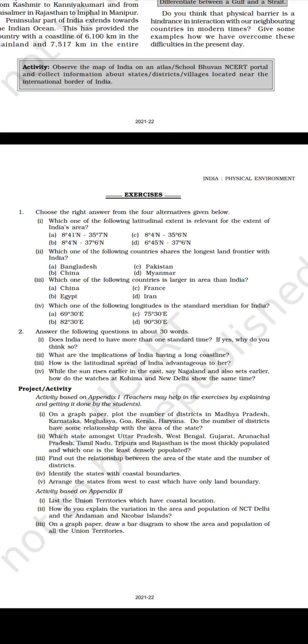Identify the states with coastal boundaries. Arrange the states from west to east which have only land boundary. Activity based on Appendix 2. List the union territories which have coastal locations. How do you explain the variation in the area and population of NCT Delhi and the Andaman and Nicobar Islands? On your graph paper, draw a bar diagram to show the area and population of all the union territories.